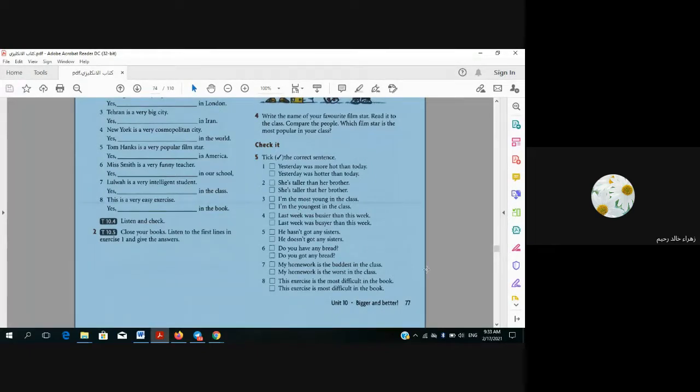I'm the youngest. Last week was busier than this week. Last week was busier than this week. Yes, very good. The first one. He hasn't got any sister and he doesn't got any sister.